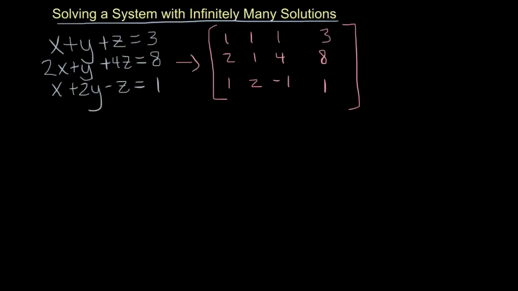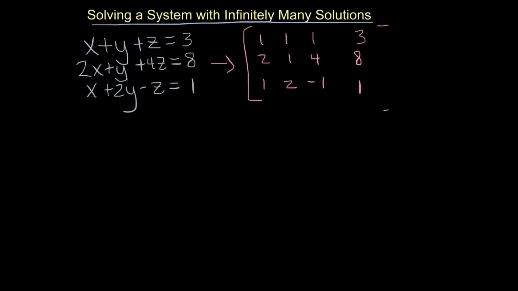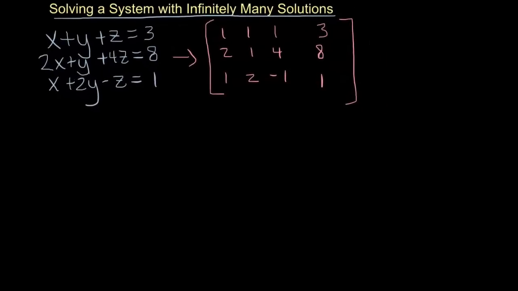Sometimes when you're solving a system, you don't just get one solution, you get an infinite number of solutions. And so this video is meant to help you identify when that occurs. And we're going to let the calculator do all the work so that we don't have to put this augmented matrix in reduced row echelon form. We're just going to let the calculator do that.